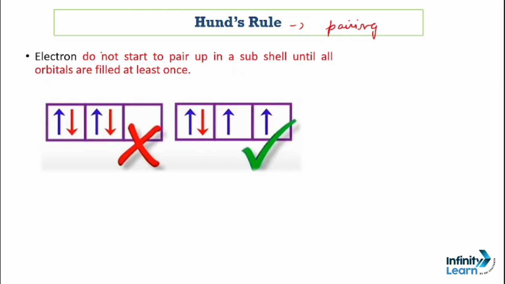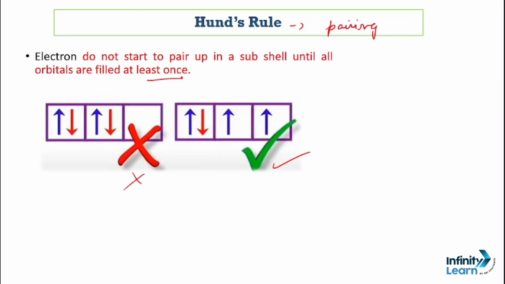Electrons do not start to pair up in a subshell until all orbitals are filled at least once. So you can see here, these boxes are called orbitals and these blue and red arrows are the electrons that are filled in these orbitals. For example, it is shown here that the correct way to fill the electrons is this way, because we cannot leave any box blank. All these orbitals need to be filled at least once. If you leave any orbital without filling any electrons, it will not be accepted.